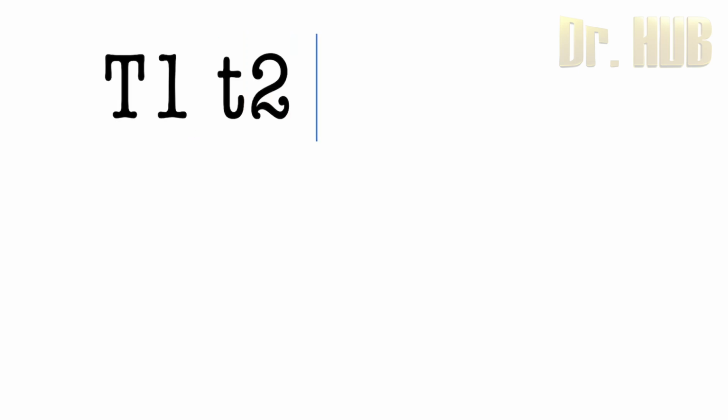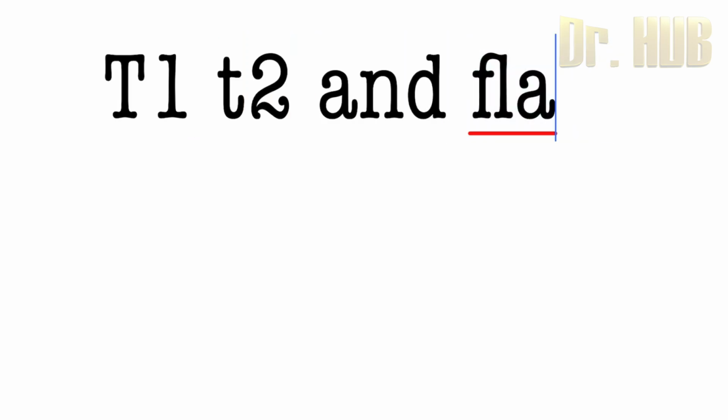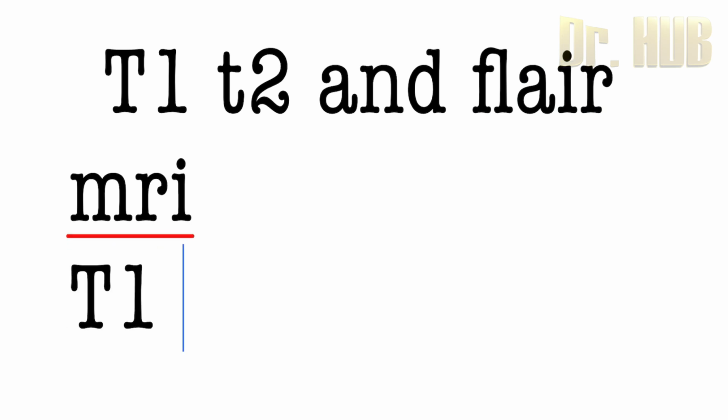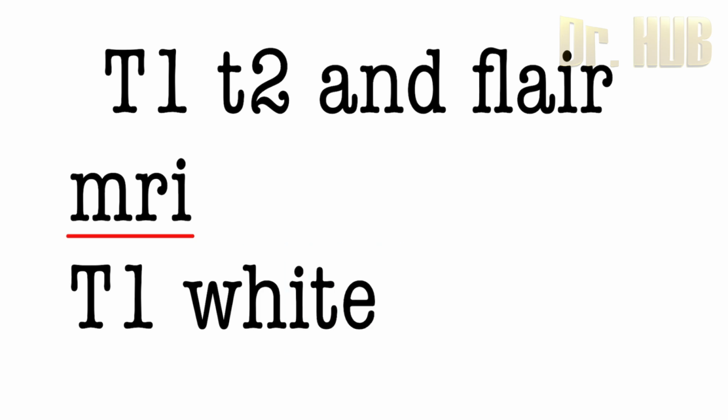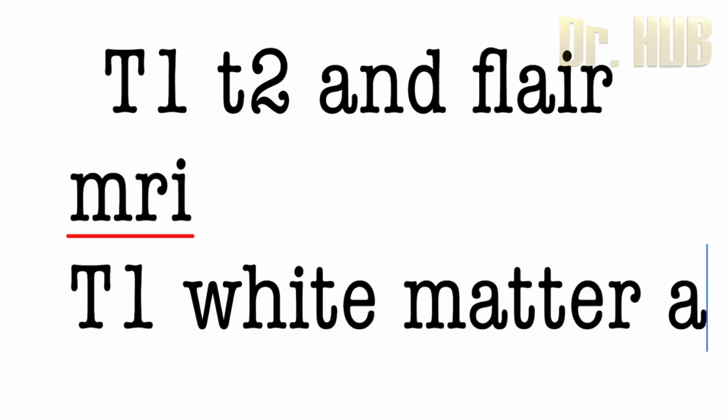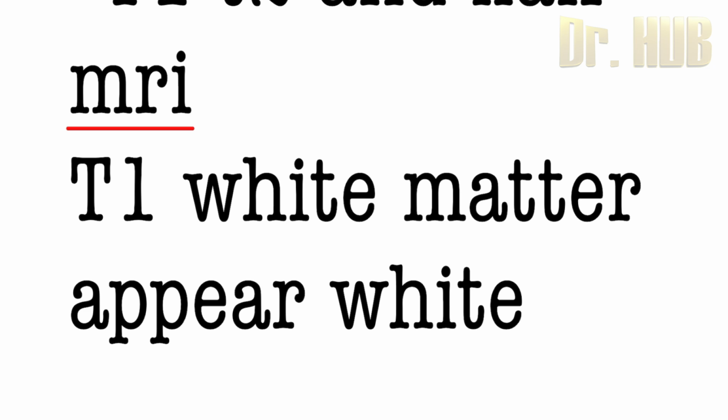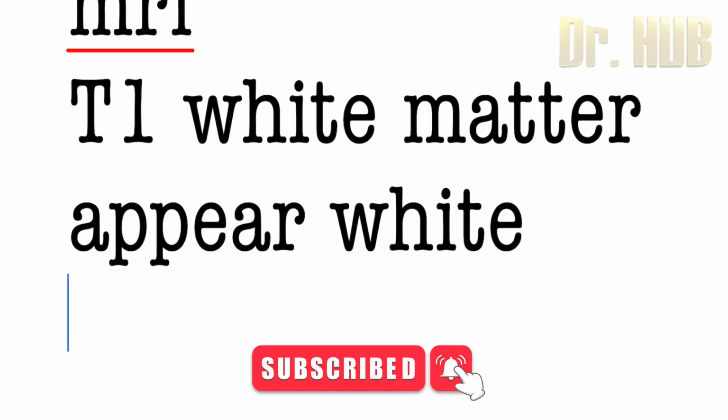T1, T2 and the FLAIR MRI. So first let's look at the T1 imaging. The T1 weighted MRI is where the white matter appears white. So it is very straightforward. There is a white matter appearing white. So this is 1. And here the gray matter appears gray.